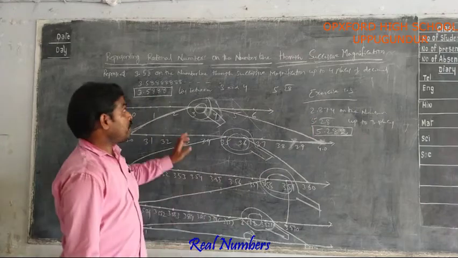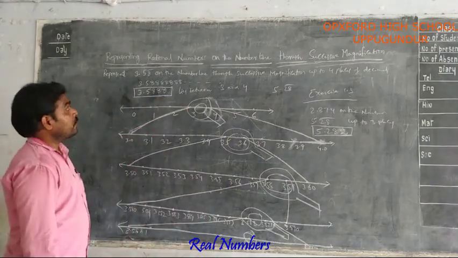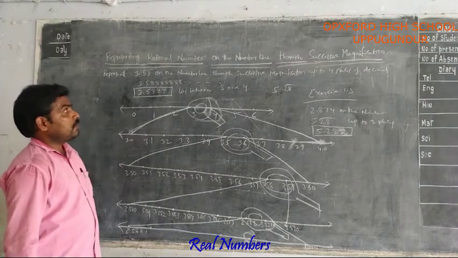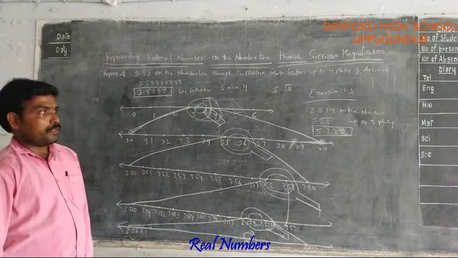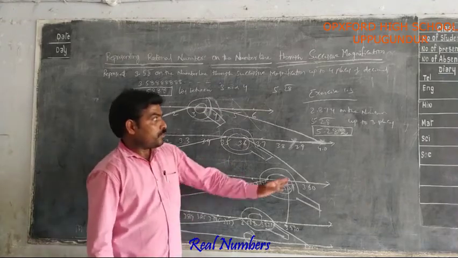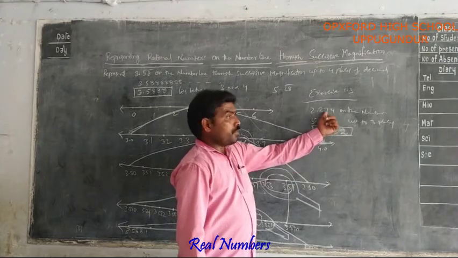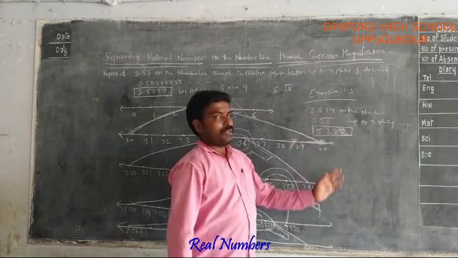So in this way you can represent any terminating decimal or non-terminating repeating decimal on the number line through successive magnification. So this is about this session. Based on these videos, you have to do these two problems on your own. If you have any doubts, you can ask me.